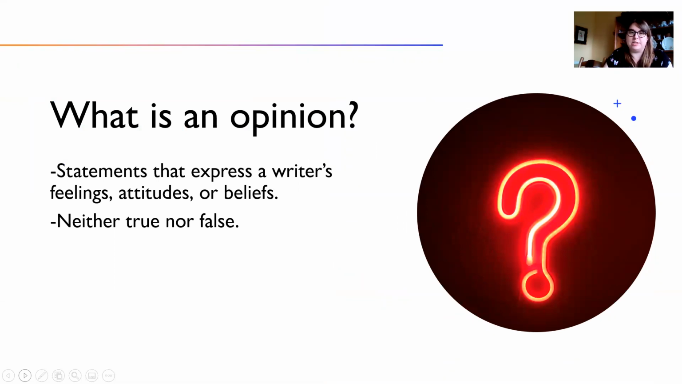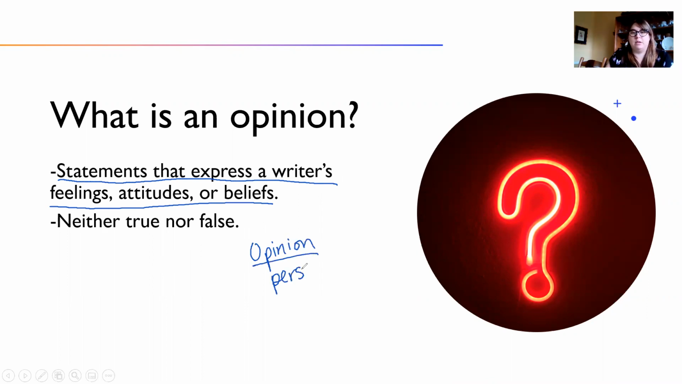Now, our other word that we talked about is opinion. What is an opinion? For our definition of opinion, we are going to say that it is a statement that expresses a writer's feelings, attitudes, or beliefs. And these are neither true nor false. So what this means is that opinions are purely personal. They change from person to person, and everyone is going to have their own opinion, whether it's about what food tastes the best to them, what TV shows they like best, where they like to go on vacation. Those are all opinions because they're all personal.